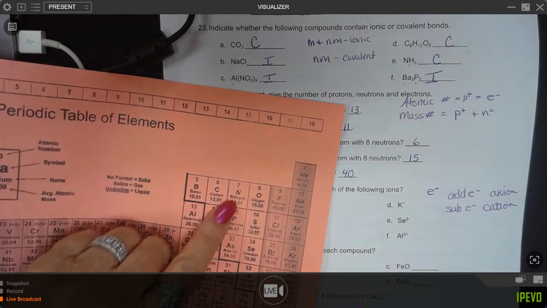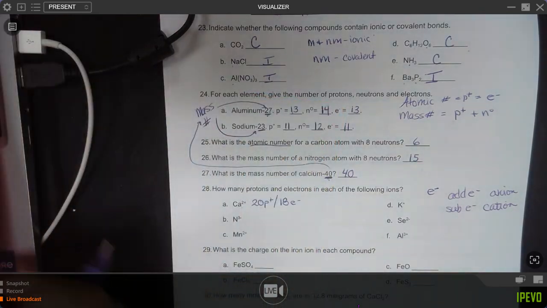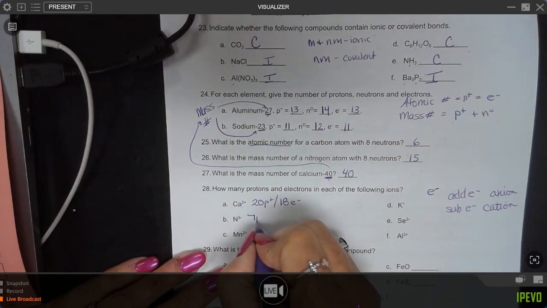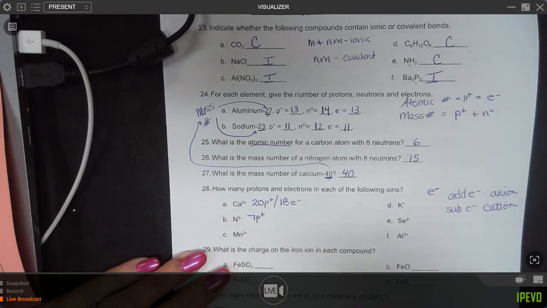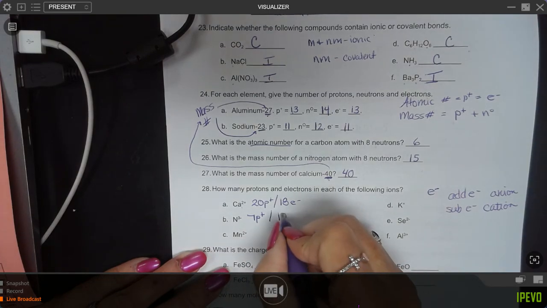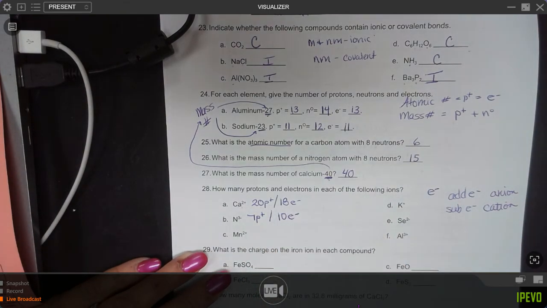Nitrogen, element number 7. So it has 7 protons. This is saying it has a -3 charge. That means it's gained 3 electrons, which means there are 10 electrons in a nitride ion.